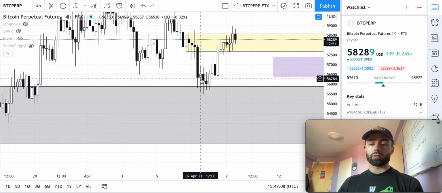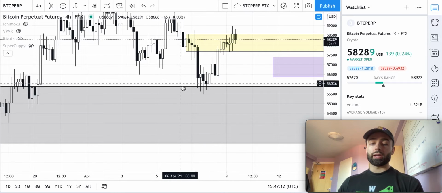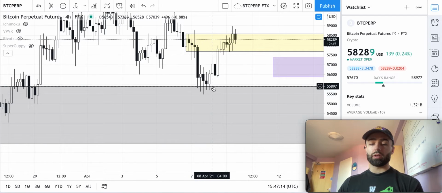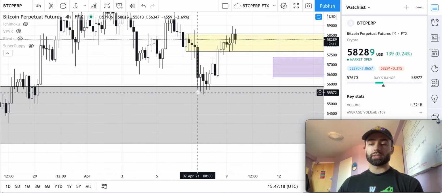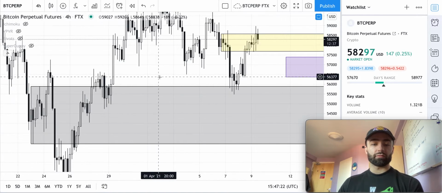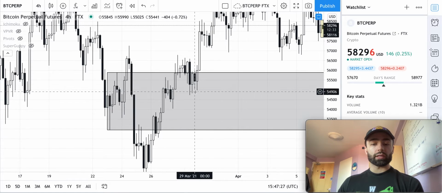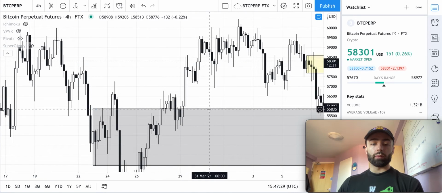Went down, closed back above. Traded down, closed back above. And you can see the gray level held perfectly with all of these wicks going into this level. And then since that point, going up, like we said, about 5.6%. Same thing right here. Long lower wicks, and then we go up.